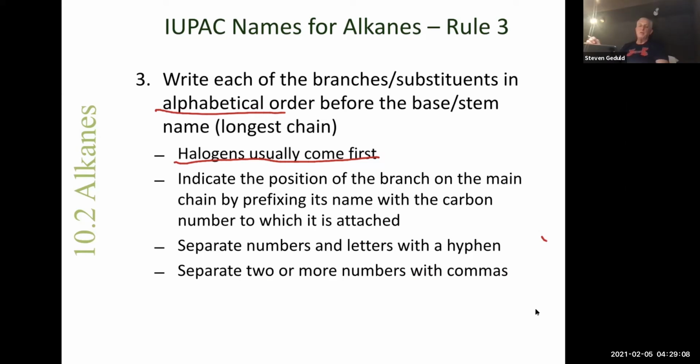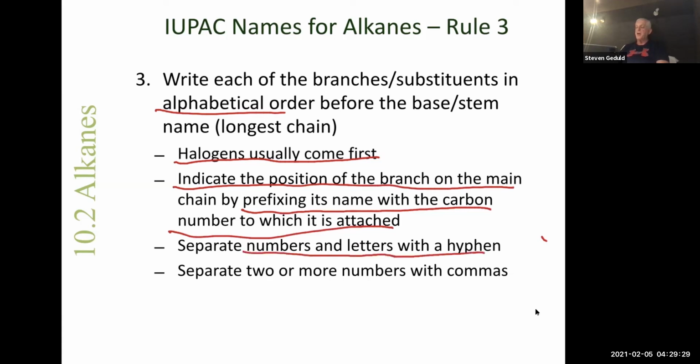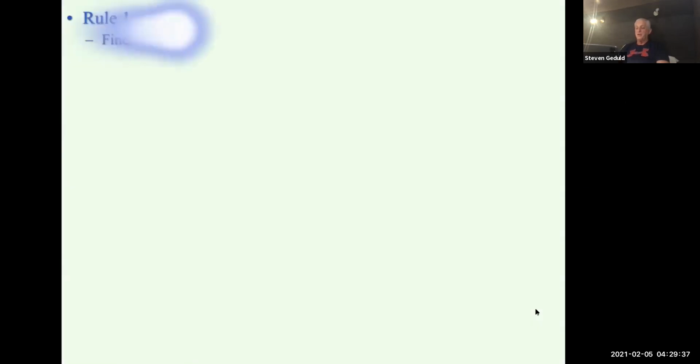So everything gets numbered with the lowest possible number, and then the halogens come first in alphabetical order when we're writing them. You indicate the position of the branch on the main chain by prefacing its name with the carbon number to which it's attached. Once you number the chain, we tell you where it's at. You separate numbers and letters with a hyphen, and you separate numbers with commas. And that's all the rules. I know it sounds like a lot and a little confusing, but I'll show you how we do it.